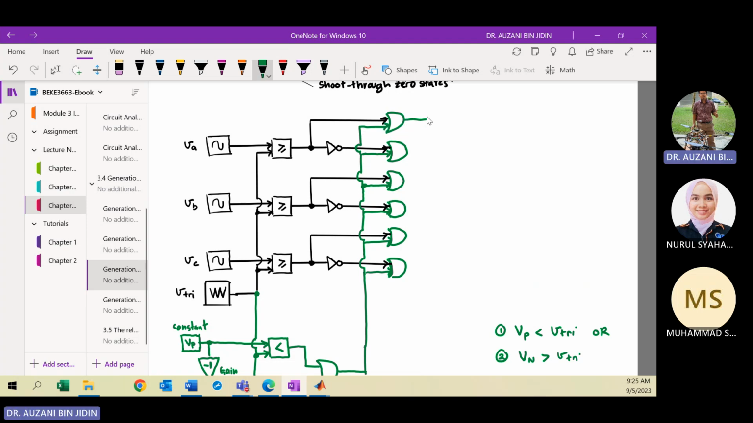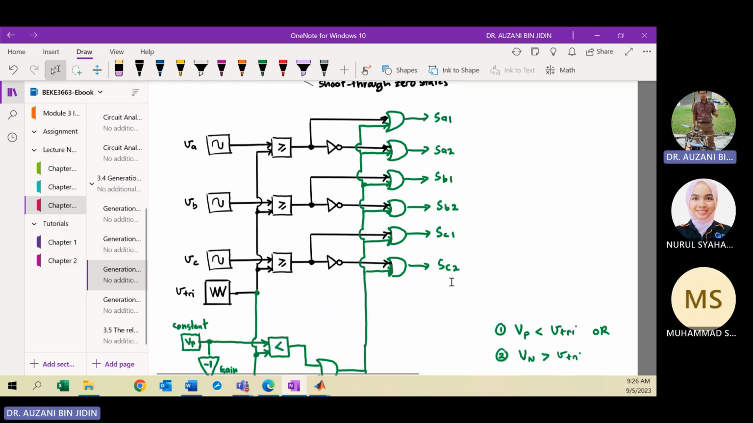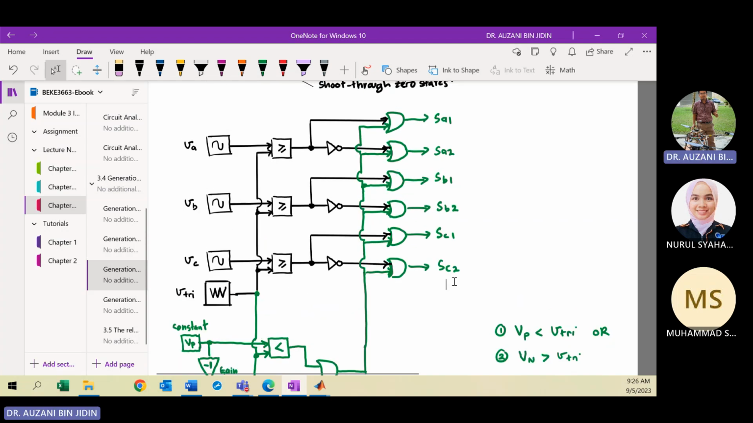So here will be what? SA1, SA2. So this is for the bottom, here for the top, for leg number 2. Bottom switching state for leg number 2. So based on the waveform that we have sketched just now, you can refer to the waveform to construct the circuit.